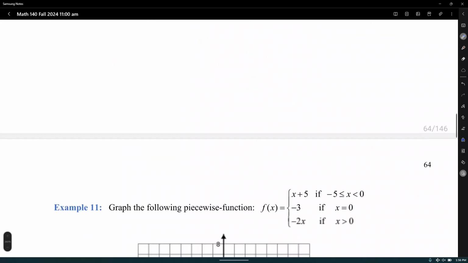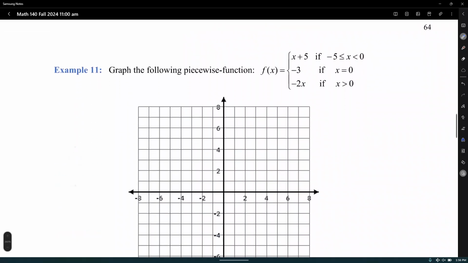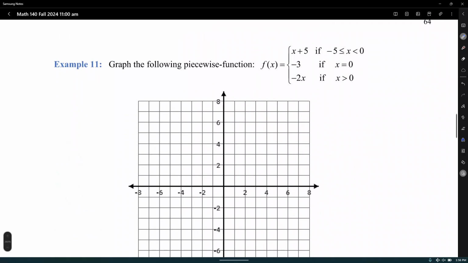Okay, let's have a look at a couple more examples. Well, what do we have? f of x equals x plus 5. Look at the condition. That condition goes between negative 5 and 0, including the value of y at x equals negative 5, but excluding the value of y when x equals 0.